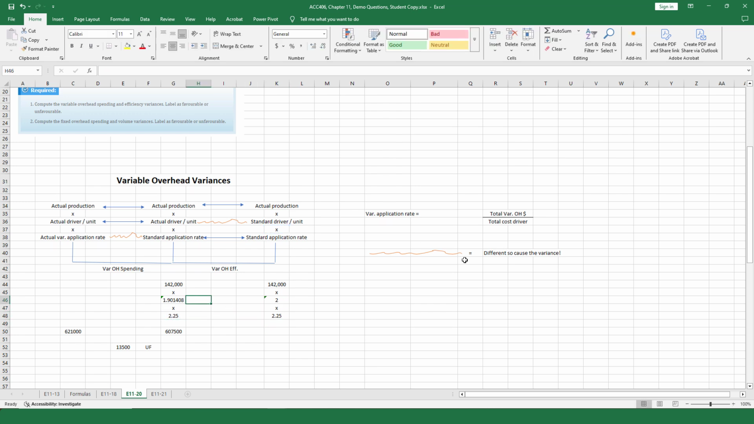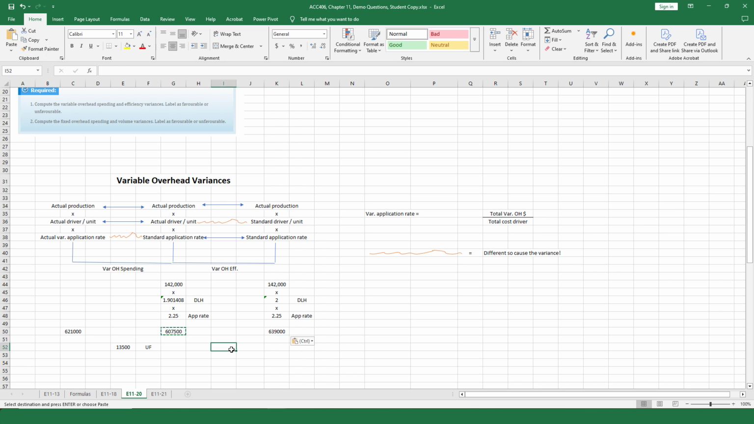And I just want to be clear. This is direct labor hours, and this is the application rate. So it's dollars. This is, again, direct labor hours, and this is the application rate. So we're going to do the same multiplication. I'm just going to copy this.